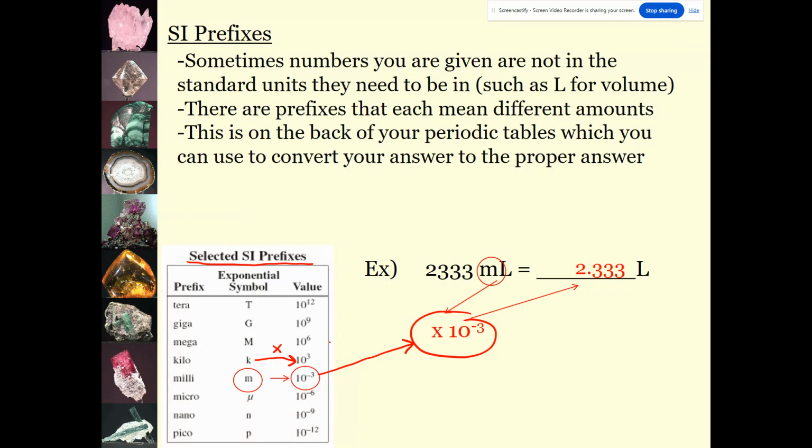But if you have a liter and you want to go back and put it into kiloliters, then you divide by what the exponent tells you. So for example, if I have a liter and I want kiloliters, I would divide by 10 to the 3. Okay, so to get it out of SI prefixes, you multiply it. To put it into an SI prefix, you divide it.